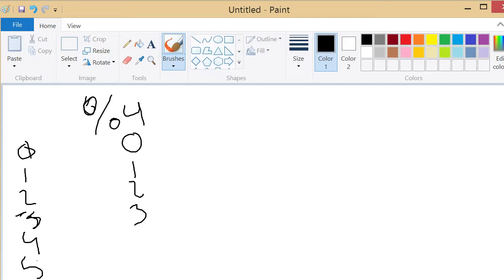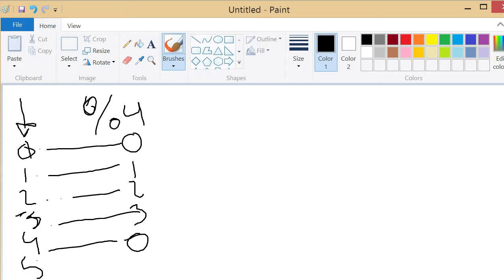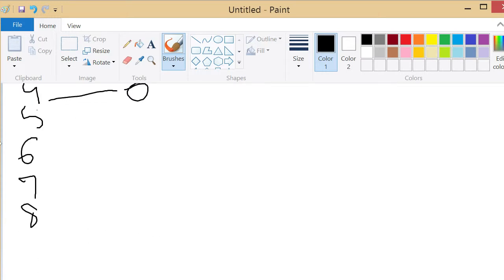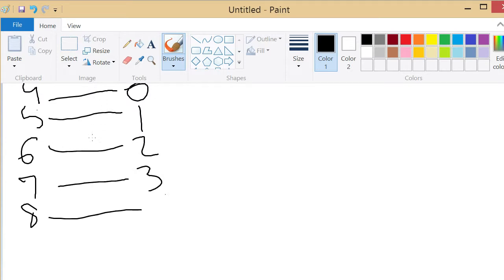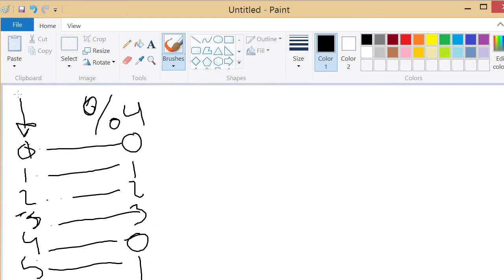So if you start with the natural numbers here, 0 maps to 0, 1 maps to 1, 2 maps to 2, 3 maps to 3, 4 maps to 0. And then 5 maps to 1, 6 maps to 2, 7 maps to 3, 8 maps to 0, 9 maps to 1, and so on. So basically, any natural number, any integer that you have, is going to map to another integer between 0 and 3, like this.